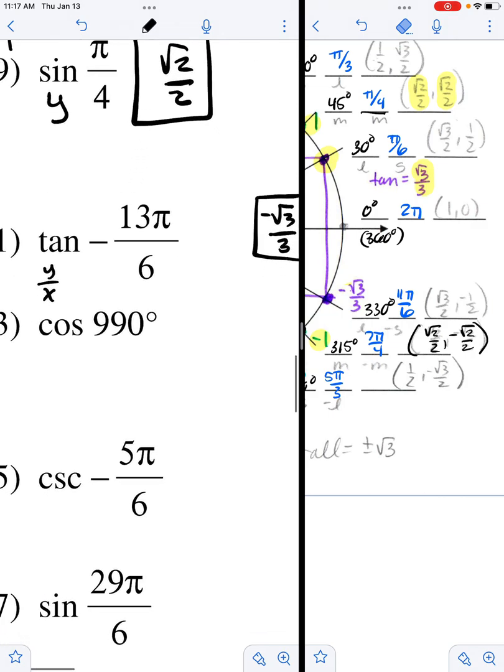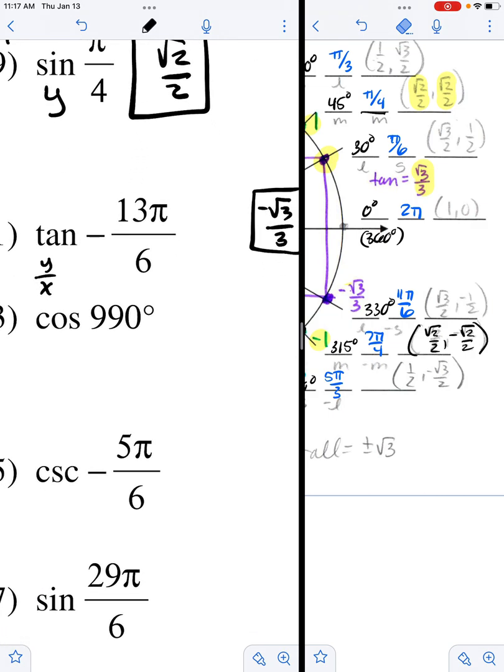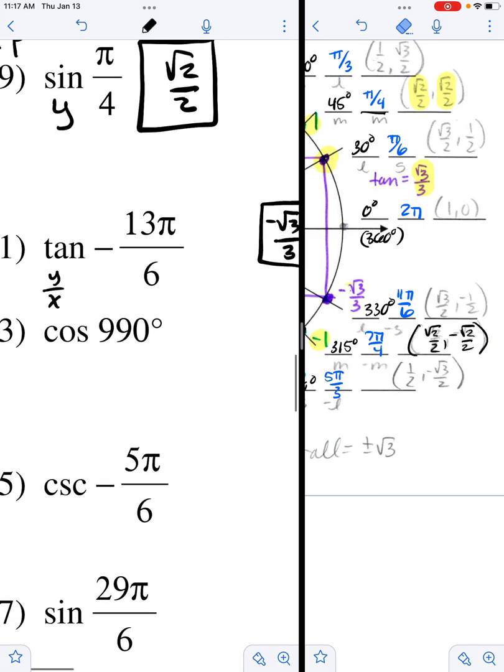All right, 990, are you kidding me? Okay, so for 990, I've got to just figure out where I'm at. So an easy way to do this is to just think, how many times am I going around? And it's so much easier with degrees than it is with radians. So you guys know that all the way around is 360. So if I were to take away 1 trip around, I'd be at 630. If I take away another trip around, then I'm going to be at 270. And that's where I stop.